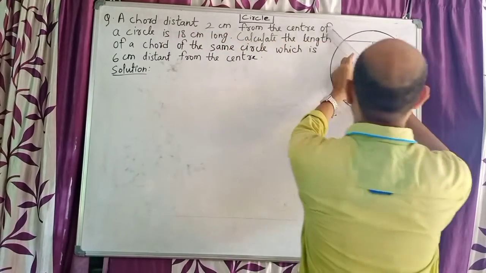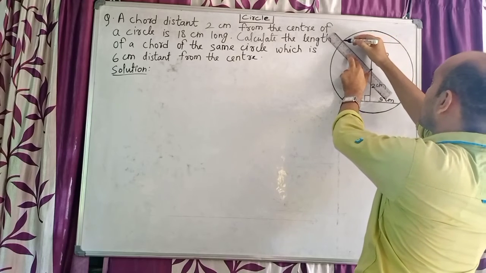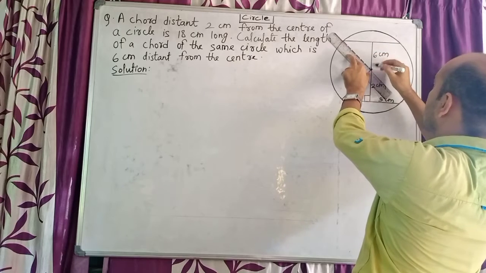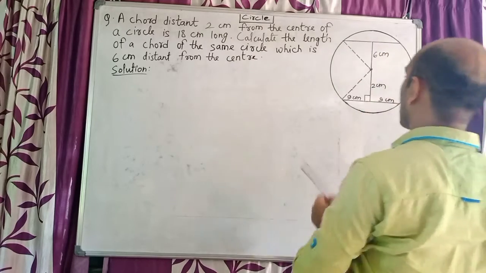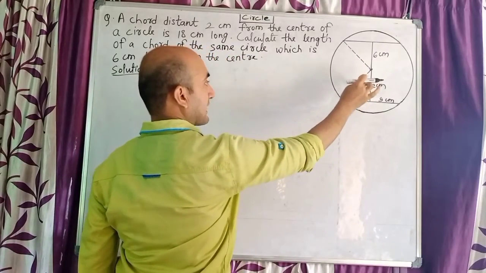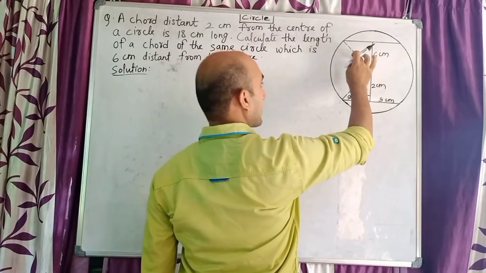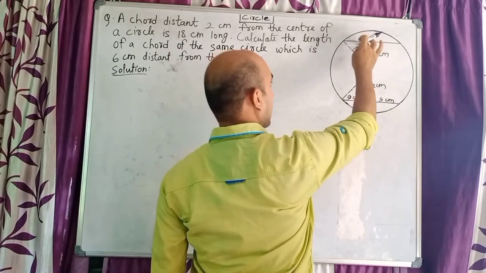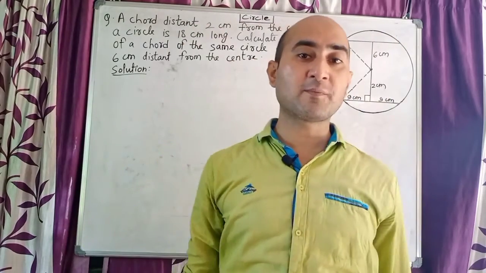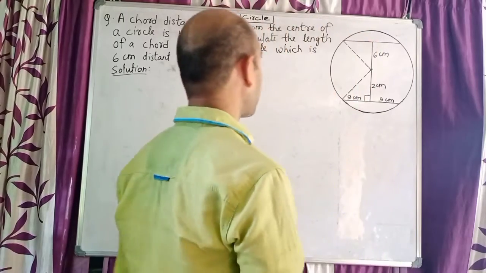Whatever will be the length of this radius, same one more radius we will draw here children, and its length also will be same as the previous one, because in the same circle the radius cannot be of two types. So now we will first find this radius, and if we know this radius, we will know this radius as well, and with the help of this radius and this 6 we will get this half, and if we know one half, the other half we will come to know, and that way we will come to know the length of the second chord. So let us begin.